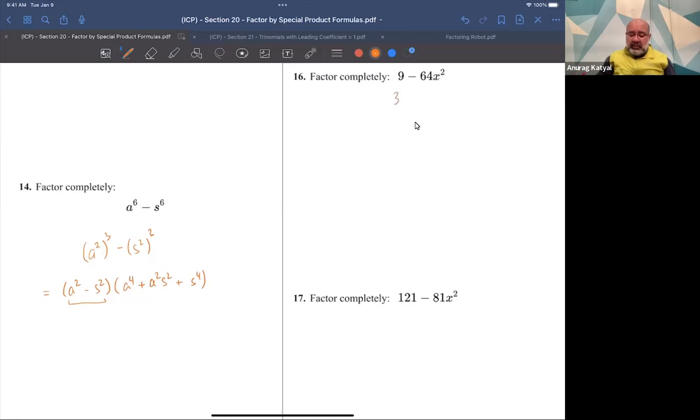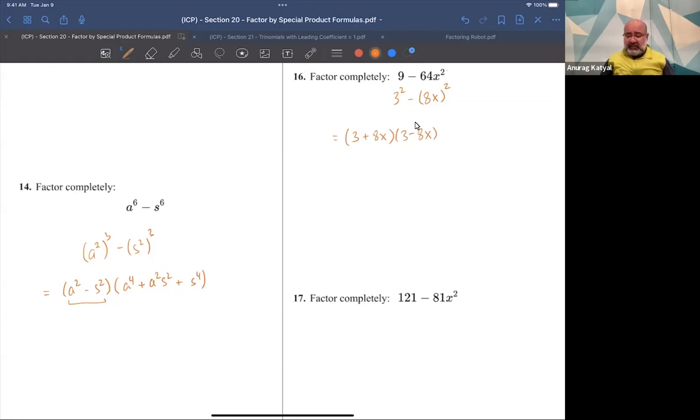9 is 3 squared, 64 is 8 squared, and then x squared is, well, x squared. So what you can do is rewrite 9 minus 64x squared as a difference of squares. And now you can just apply the formula a plus b times a minus b. So this would factor to 3 plus 8x times 3 minus 8x. And that's it. That's done. Nothing else to be done here.